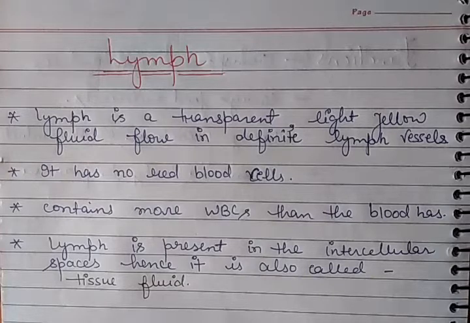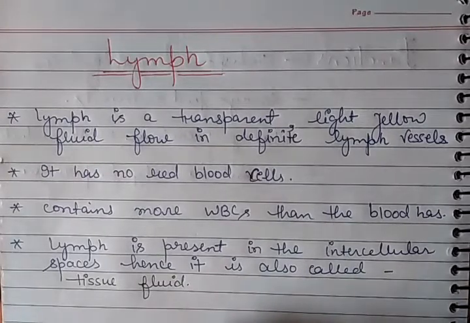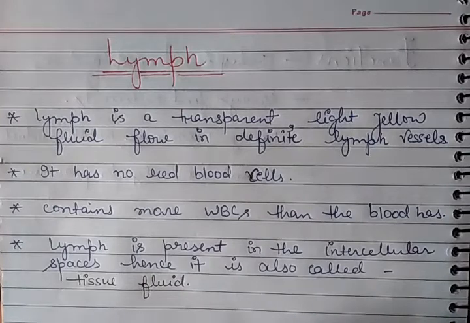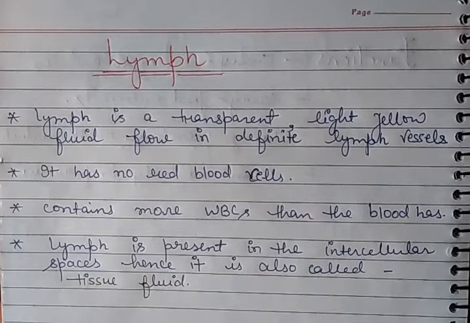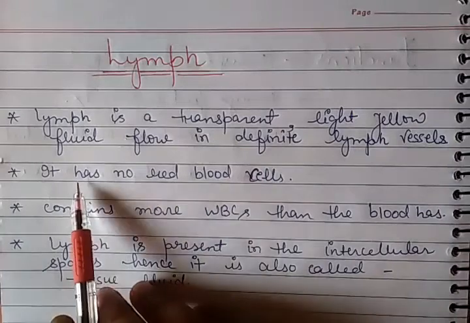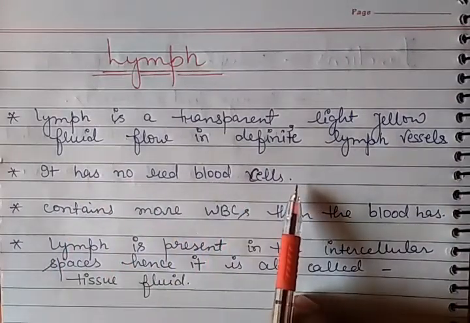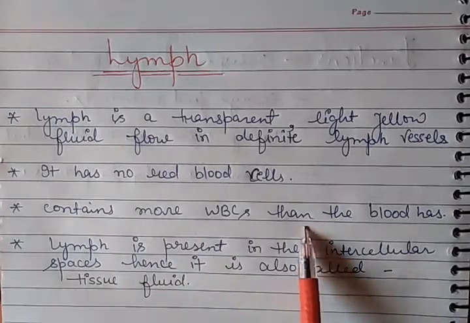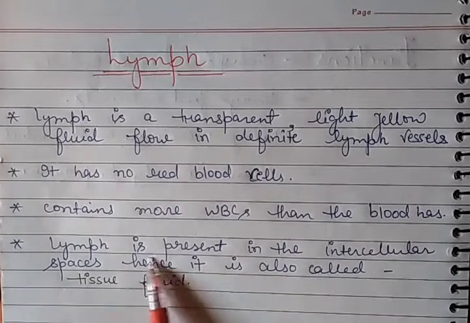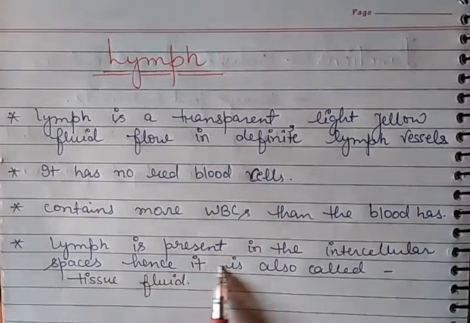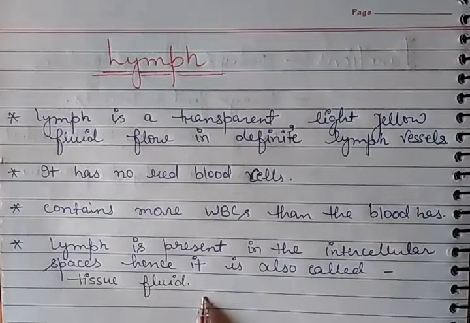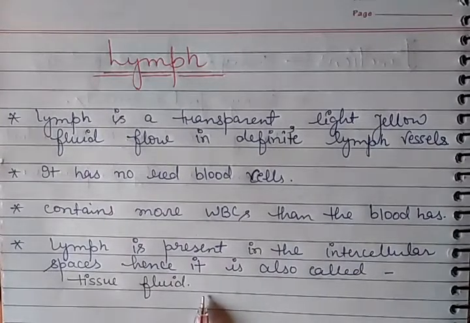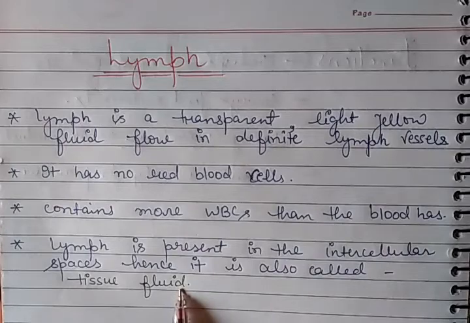Okay, so lymph has constituents similar to the blood, but what is the difference? The difference is it has no red blood cells. Red blood cells are absent in the lymph. The rest of the things which are found in the blood are present in the lymph. It contains more WBCs than the blood has, and lymph is present in the intercellular spaces, hence it is called tissue fluid. It is found around the tissues, that's why it is also called tissue fluid.